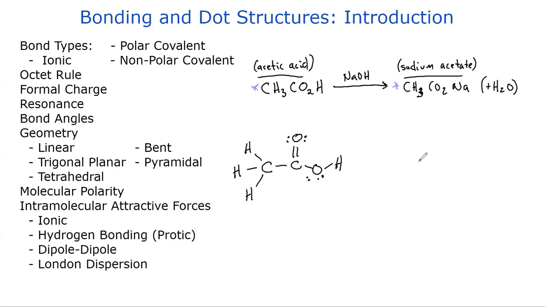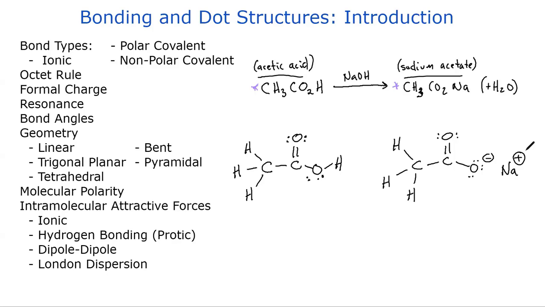For sodium acetate, we have much the same structure. The difference is that we have a formal charge. The one oxygen here that doesn't have as many bonds but has more lone pairs than the other will be negative, and that will be paired off with the sodium.